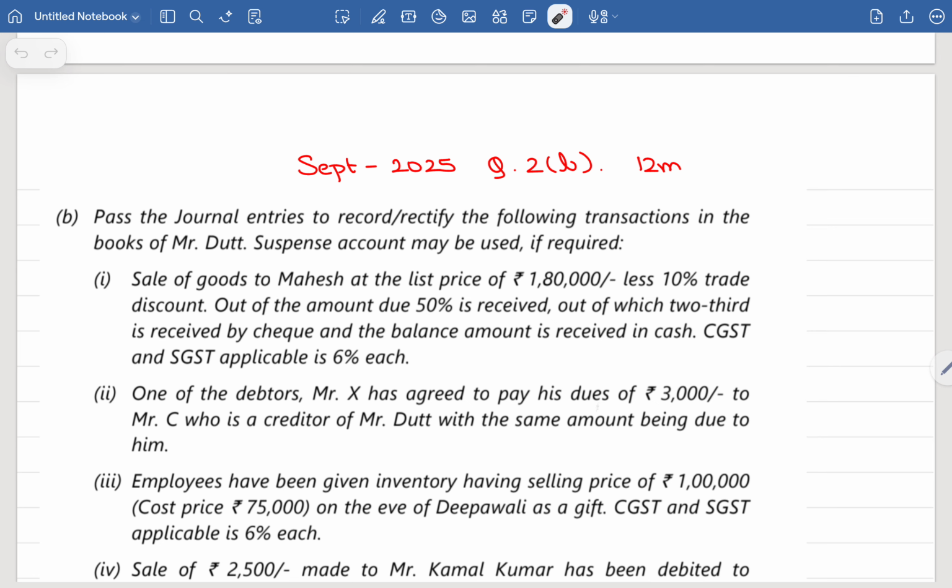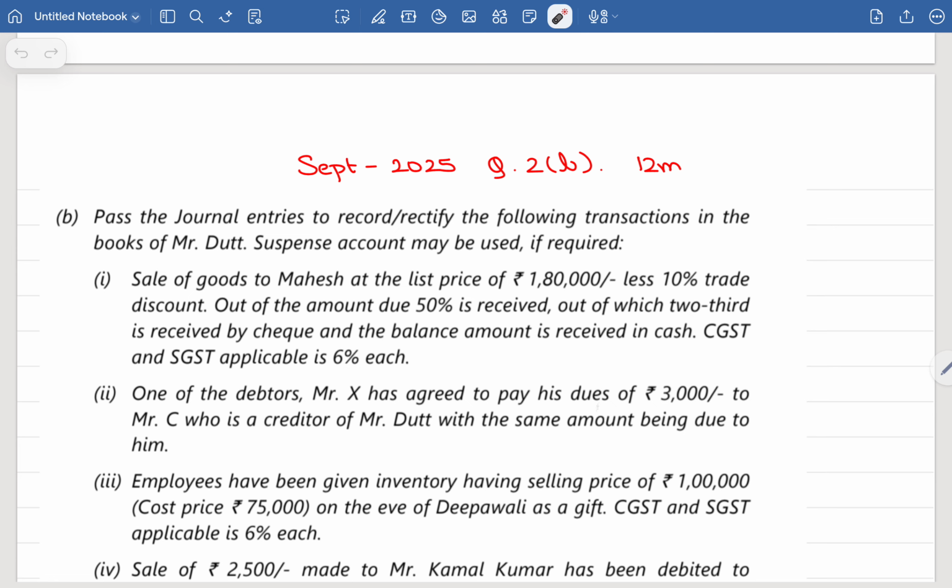First one, sale of goods to Mr. Mahesh at the list price 1,80,000 less 10% trade discount. So the list price is 1,80,000. Out of that we have to deduct 10% discount. Then out of the amount due, 50% is received. So out of whatever amount is payable by Mr. Mahesh, 50% is received, out of which 2/3 is received by cheque and the balance amount is received by cash. CGST and SGST payable is 6% each applicable.